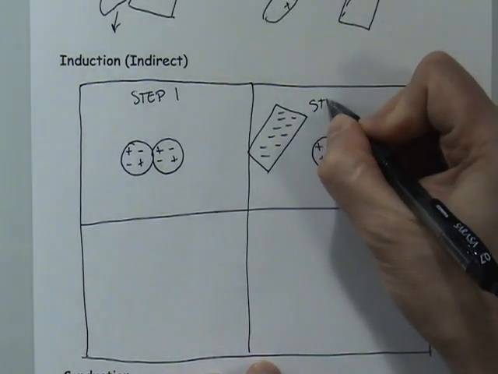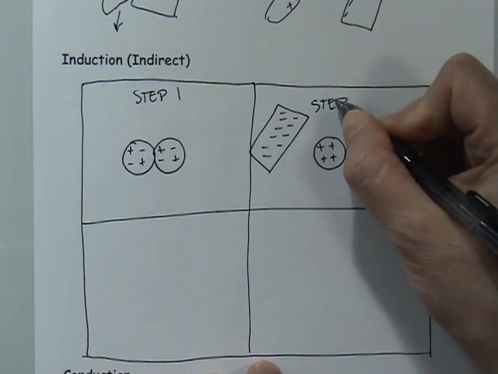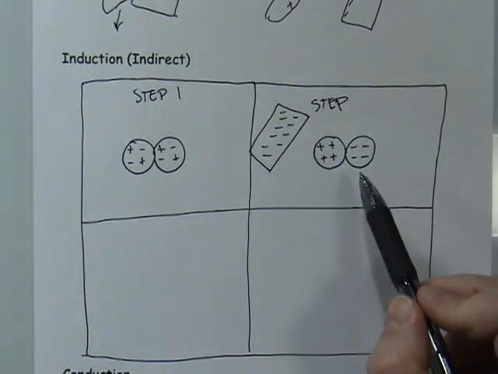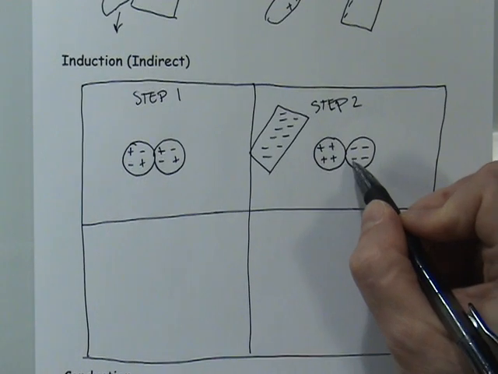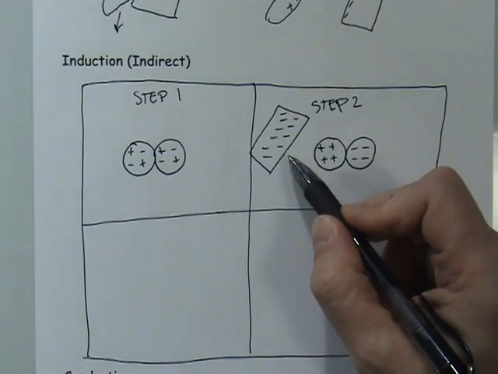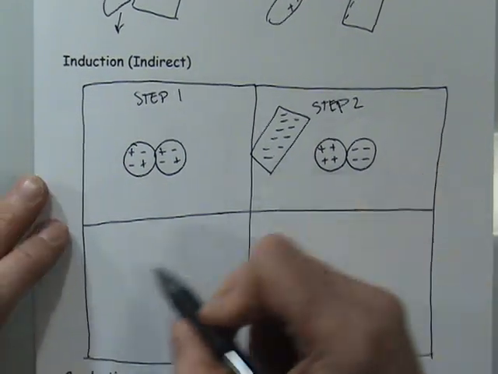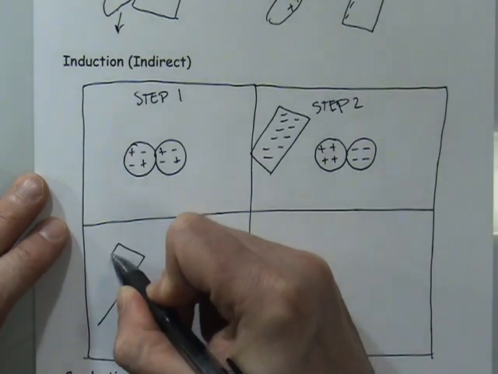So in step 3, this is where the really important step occurs, and that is that I'm going to break contact with the 2 pith balls before I remove this rod. I definitely cannot remove this rod first. So let's draw the rod in there first.